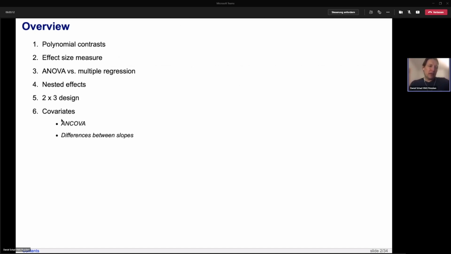I'm not sure, depending on your interests and how far we get, we can also skip the 2x3 design and go directly to covariates. I'm not sure exactly, because I think someone asked for moderator analyses. Yeah, so if you have a different preference than this ordering, just let me know. We can also see later or now.